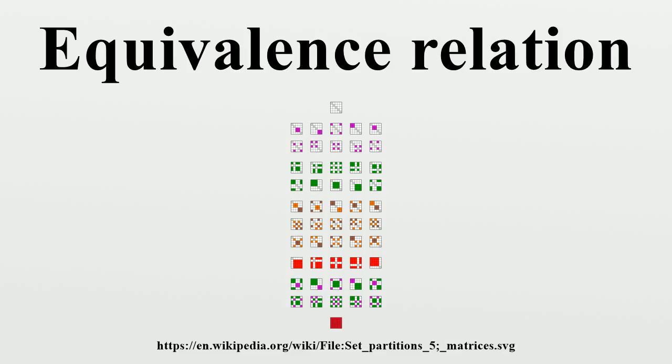Definition. A given binary relation ~ on a set X is said to be an equivalence relation if and only if it is reflexive, symmetric and transitive. That is, for all a, b and c in X: a ~ a. If a ~ b then b ~ a. If a ~ b and b ~ c then a ~ c. X together with the relation ~ is called a setoid.